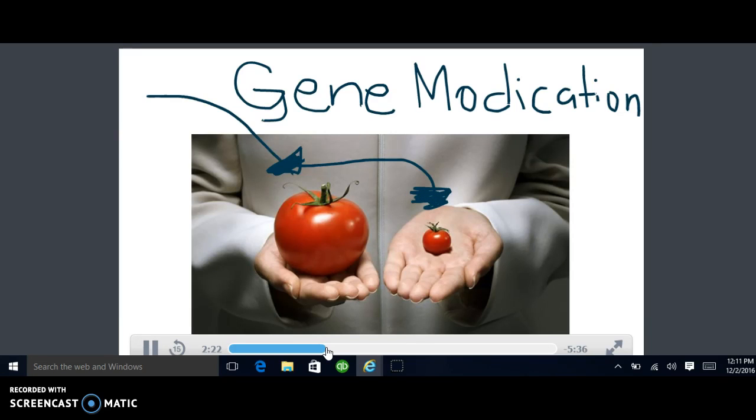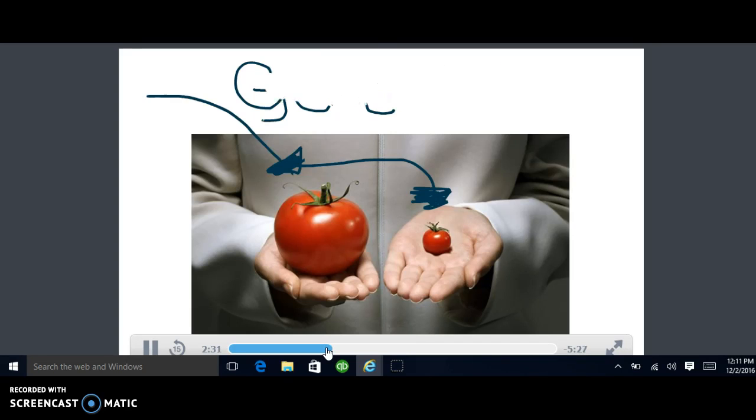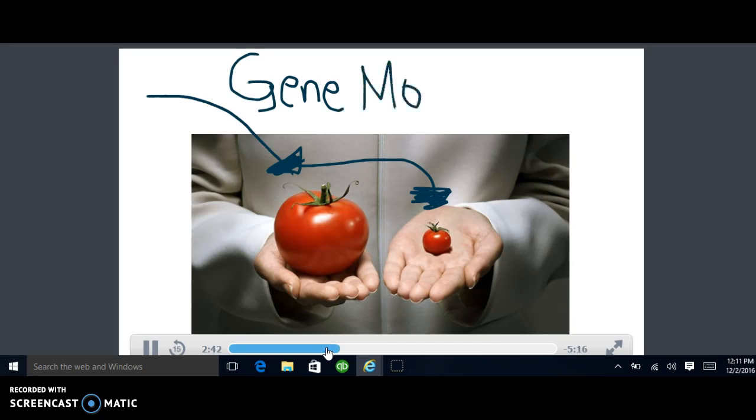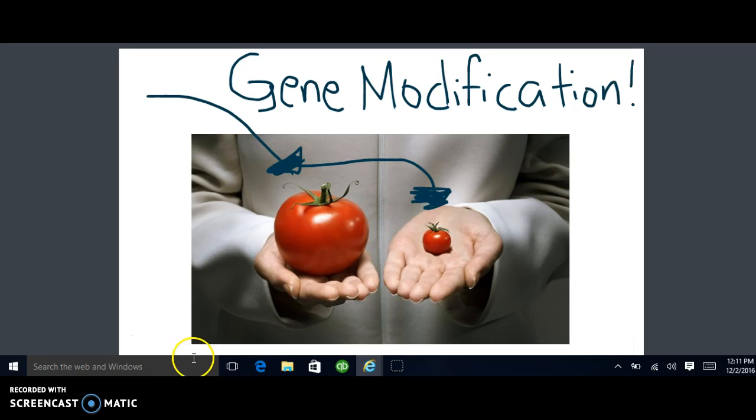And boy, oh boy, did I mess up spelling modification. So let me erase this, make it a little bit smaller. It just allows you to do so much with the screen capturing tool. I really like EduCreations. I never realized sometimes how difficult it is to write and talk. Gene modification. Now, that's better.